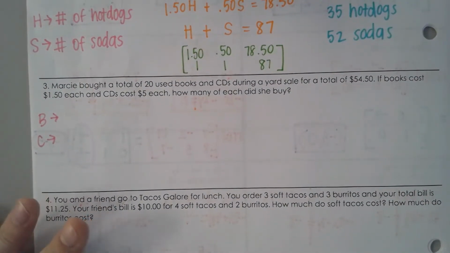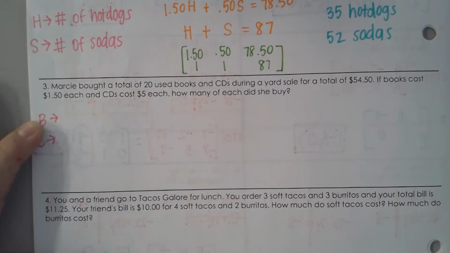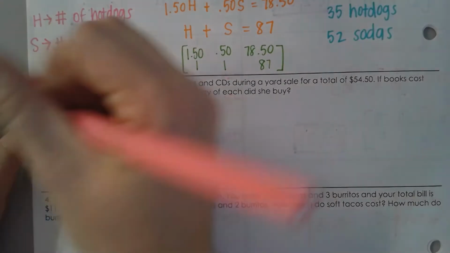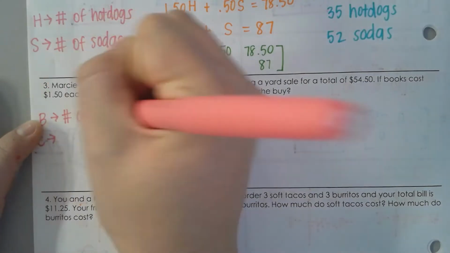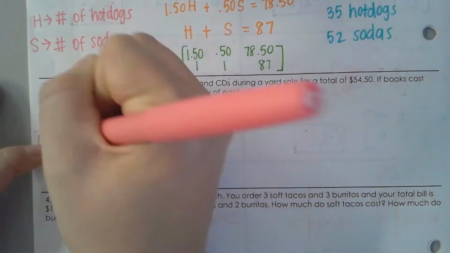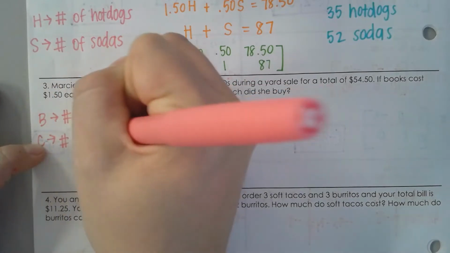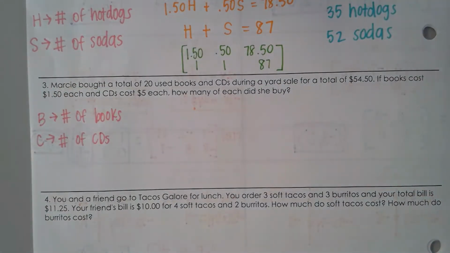So what does B represent? What about the books? How many? The number of books. And C is the number of CDs. So the first thing that I'm given is about the 20. Well, what is 20? It's the total of how many. So it's how many books and how many CDs all combined. So how would I write that as an equation?